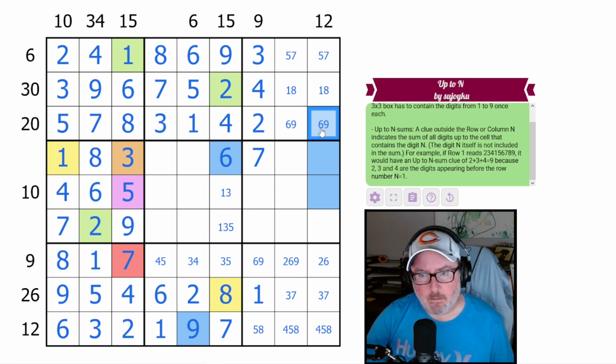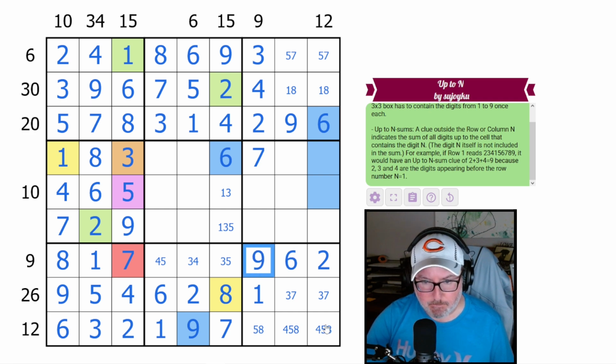We cannot put a 9 here, because there's no way to make these add to 12. Yeah, that's not possible. So this is the 6, this is the 9. That forces 2. This one just is 6 and 9. Good.